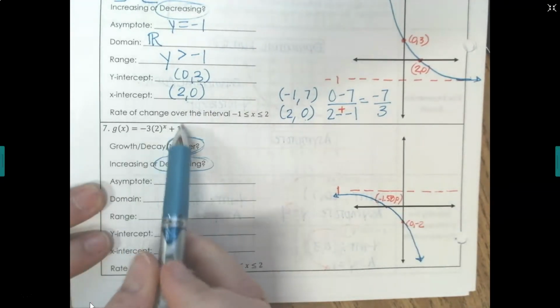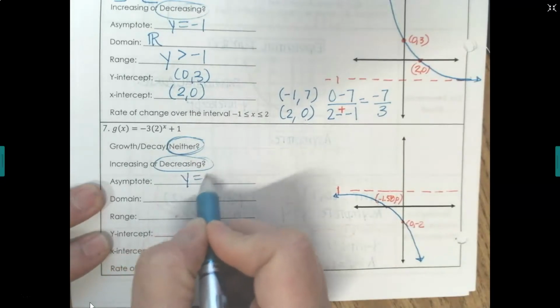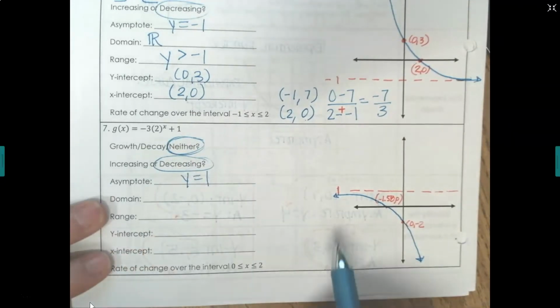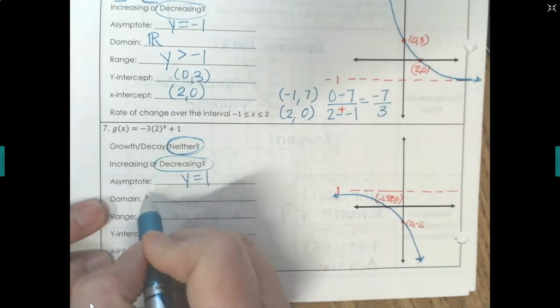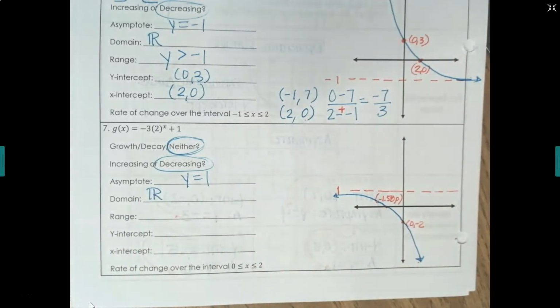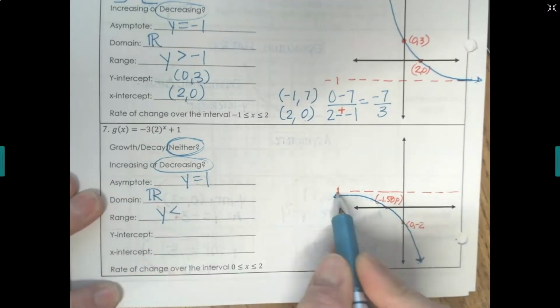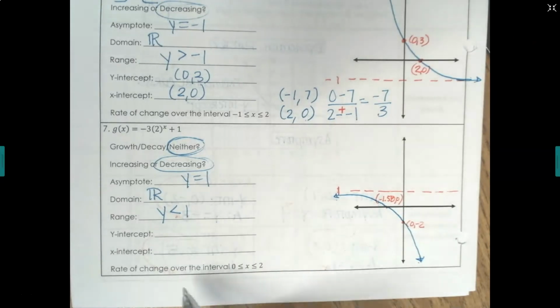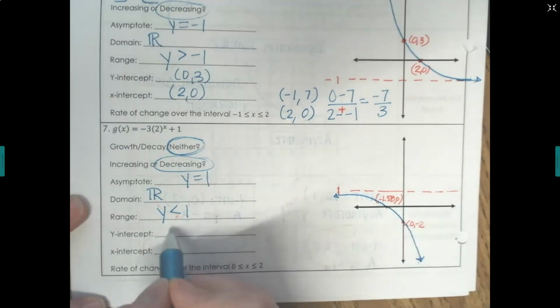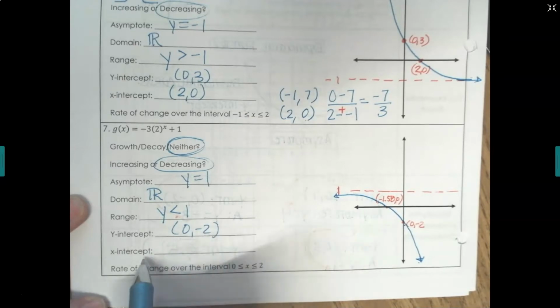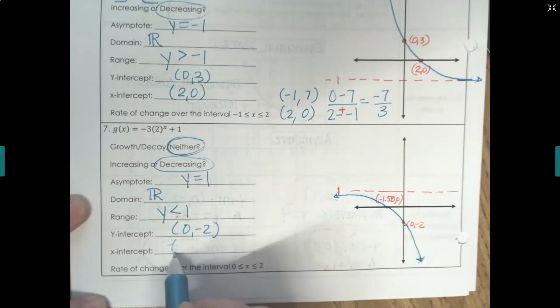Our asymptote, we already said it's right there at y equals 1. Okay. Our domain, we're not stopping left to right, so that's called all real numbers. Okay, so our range here is all of the graph is underneath our asymptote. That means our range has to be less than the asymptote. So all of your y values are going to be less than our asymptote, which is 1. The y-intercept, we marked that. That was (0, -2).